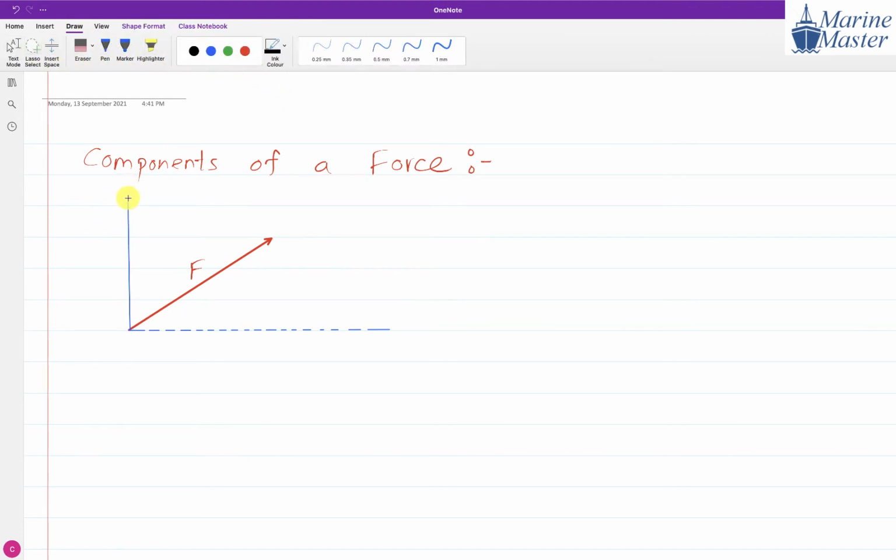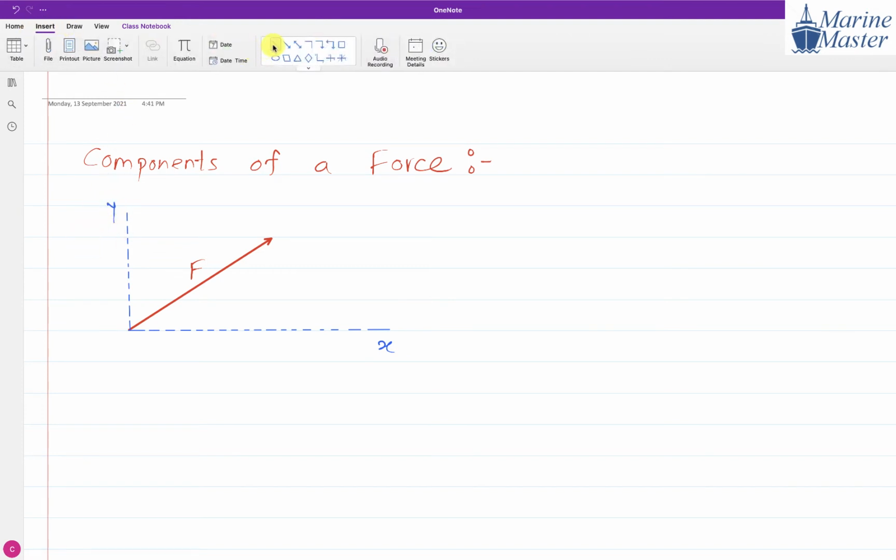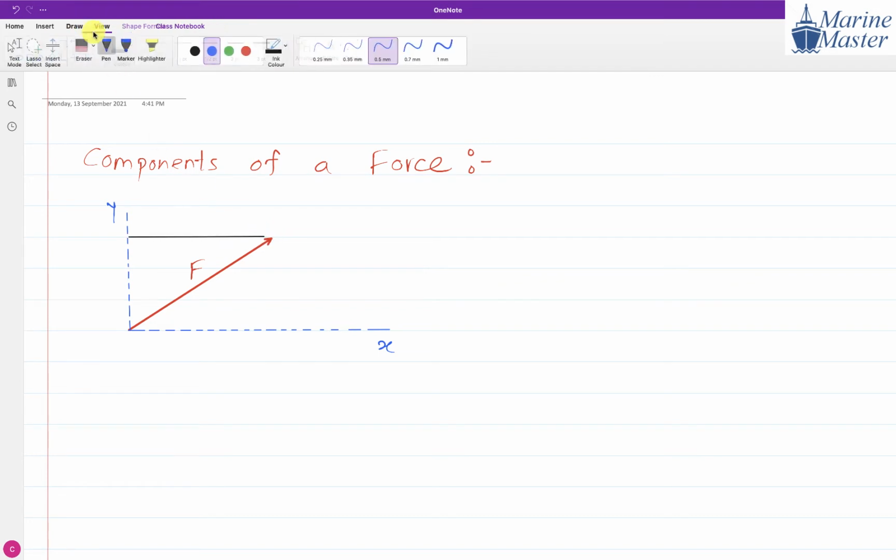Another dotted line. Just observe the things here carefully. We are going to find out the components of F, and how to get the components. For that purpose, we are going to form two dotted lines. So this is our x direction, and this is our y direction. And in this way we are going to form a rectangle. Just have a look here. So in this way we are going to form a rectangle.